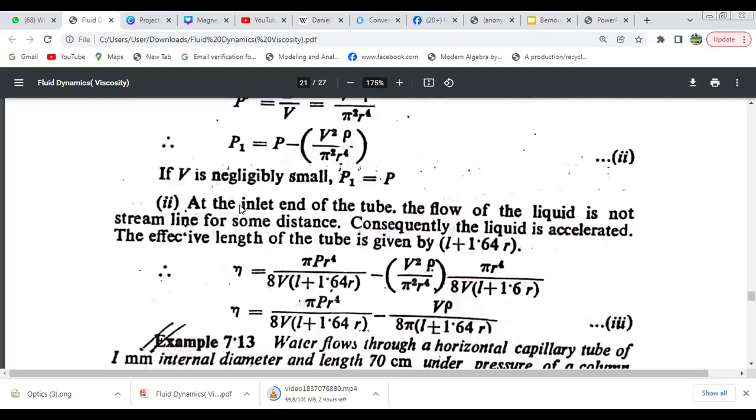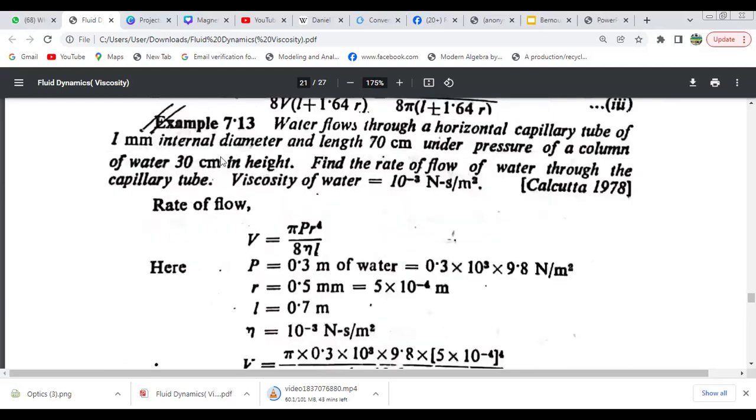So at the inlet end of the tube, the flow of the liquid is not streamlined for some distance. Consequently, it equals this. So this is actually the correction. There will be a plus or minus here.